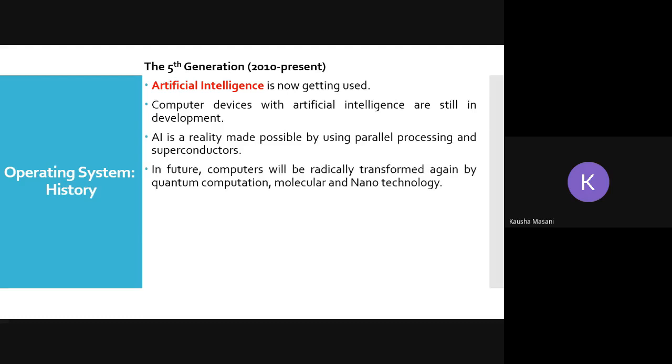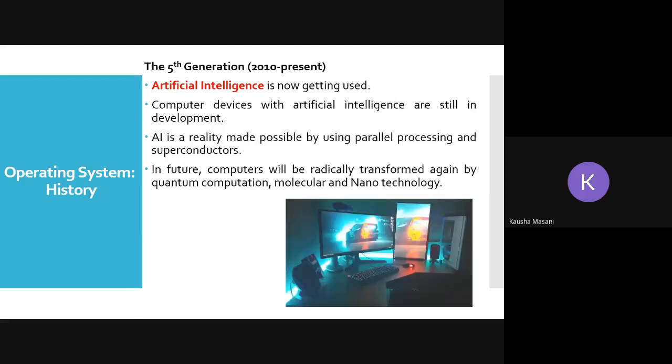And maybe in future, the computers are going to be transformed radically again into quantum computations, or you can say nanotechnologies, or molecular technologies too. But that is the future prospects. And somewhat you can say the present systems, your fifth generation, looks something like this.